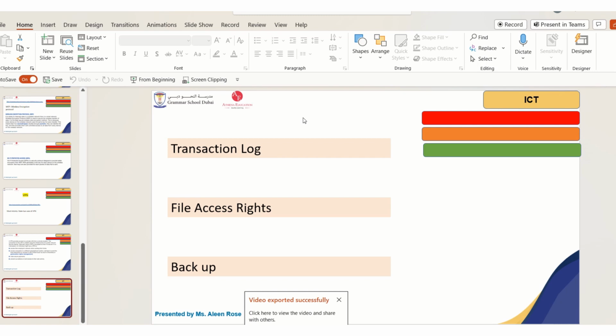Okay, so that's all about the benefits of using a client-server network. It's a very important question. Okay, so that's all about the networks. I think I have covered all the topics.